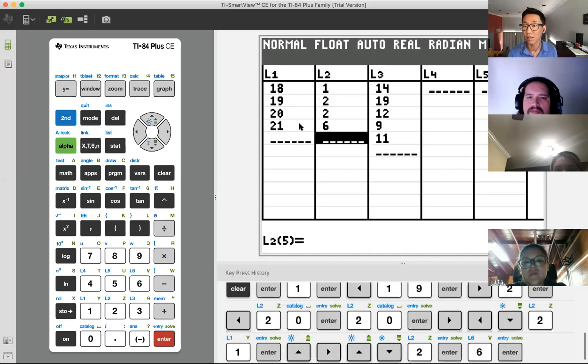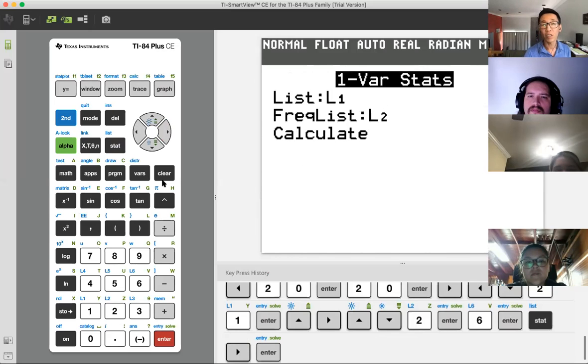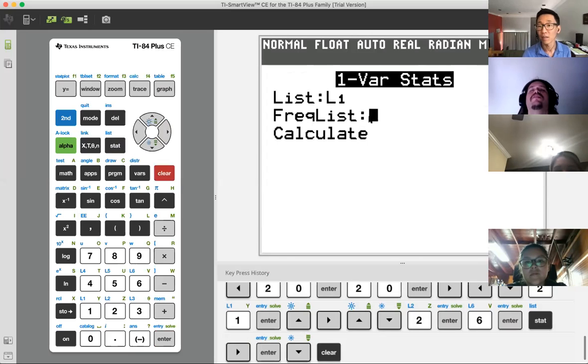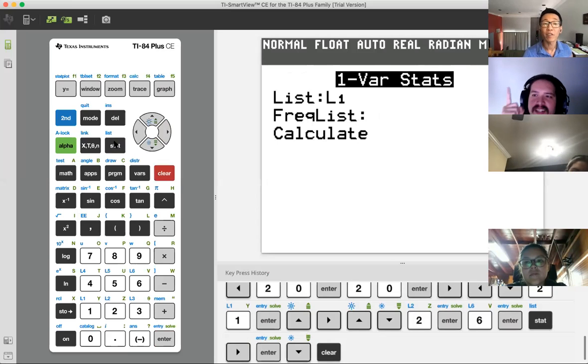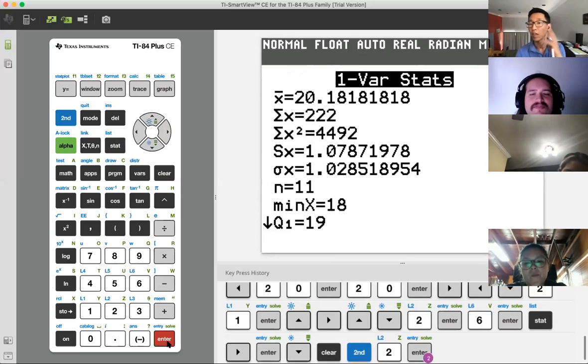You see that? When you go to calculate the average, you just have to tell it. Normally I'll leave the frequency empty. But once you have a frequency table, I'll put it as L2. Then it'll know that you want 6 people who are 21 years old. So that'll make things easier. That's exactly it. Cool.